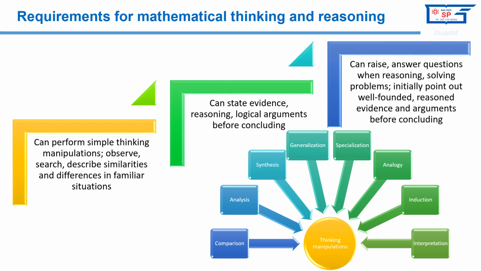For primary school students, the General Education Program in Mathematics 2018 sets requirements for mathematical thinking and reasoning ability with increasing levels as follows. Level 1. Students can perform thinking manipulations at a simple level. In particular, students observe and look for similarities and differences in familiar situations, describe the results of the observation.